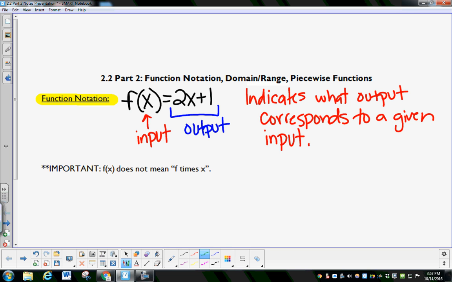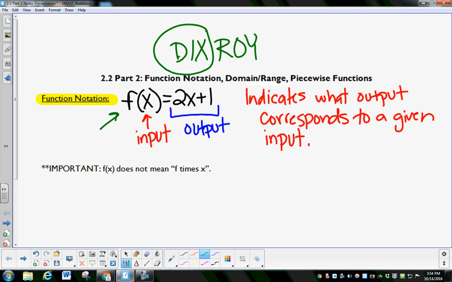You can also remember that we talked about that phrase Dix-Roy. That helps you remember that the domain has to do with the input, which are the x values, and the range is the output, which is the y values. So we're inputting x, we're getting out the y values. And I say y even though in this equation we don't use y, because on a graph it would be the y value. The way you say what I just wrote is f of x equals 2x plus 1. You could also say the value of f at x equals 2x plus 1. That's how you read that.